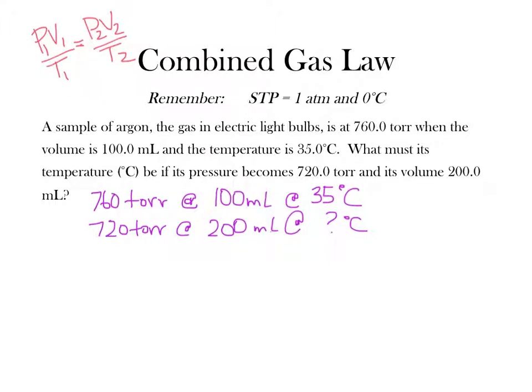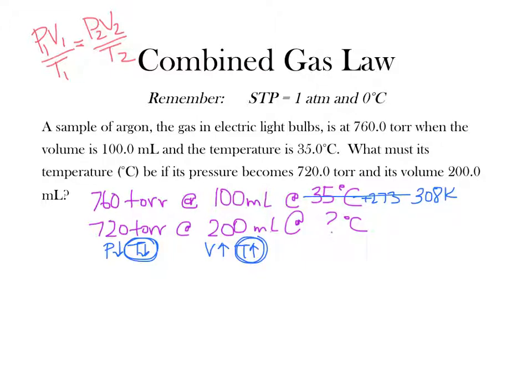First things first, let's change the Celsius to Kelvin. So 35 plus 273 is going to be equal to 308 K. Then let's look at the relationship of the variables. Notice that pressure is going down, and if pressure goes down, the thing that we're looking for, temperature, should also go down. So according to pressure, temperature should decrease. But also volume is going up, and if volume goes up, temperature should go up. So according to volume, temperature should increase.